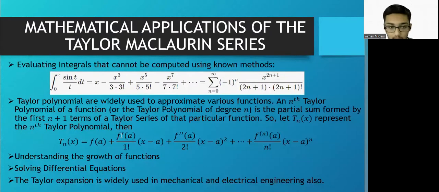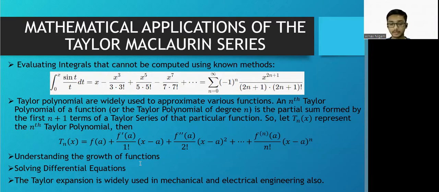Moving on, we can evaluate integrals that cannot be computed using known methods, like the given integral, which is the integral of sine t over t dt from 0 to x. We can use the expansion of sine of x, and we can obtain the value of this integral as mentioned. We can also define Taylor polynomials using the Taylor series. So the nth Taylor polynomial is like the Taylor expansion till the n terms. Understanding the growth of functions and solving differential equations are some of the other uses of the Taylor-Maclaurin series.